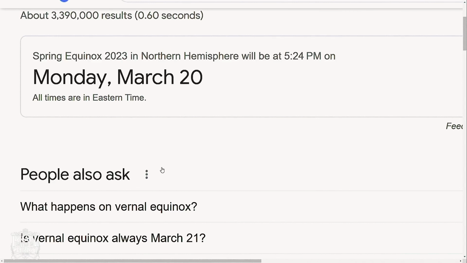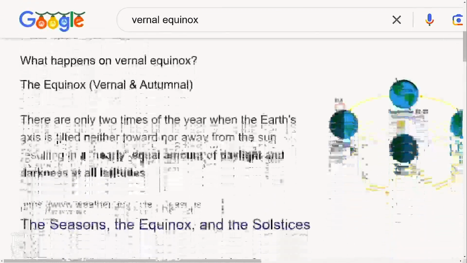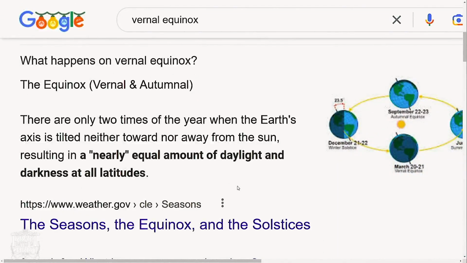All right. So you have to understand. Actually, let's get a definition. What happens on vernal equinox? The equinox, vernal and autumnal: there are only 2 times of the year when the Earth's axis is tilted neither toward nor away from the sun, resulting in a nearly equal amount of daylight and darkness at all latitudes.